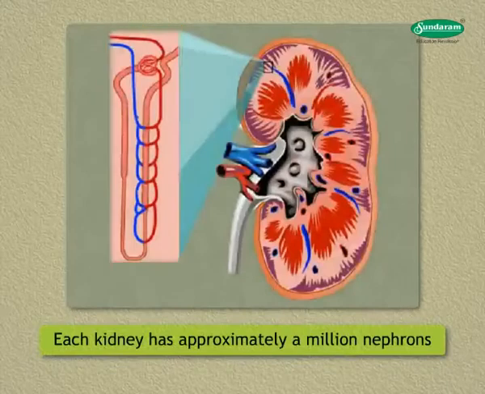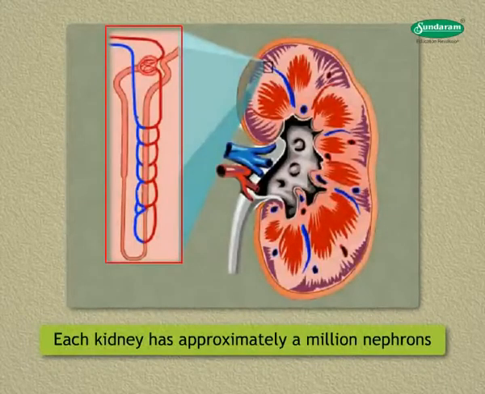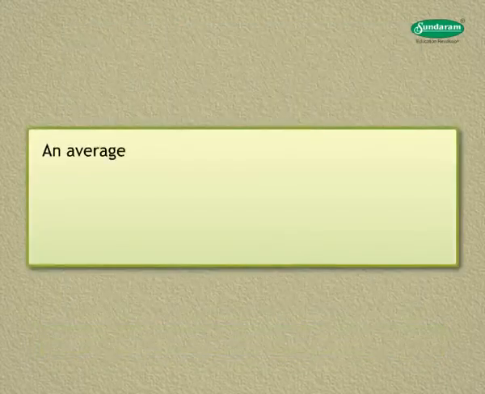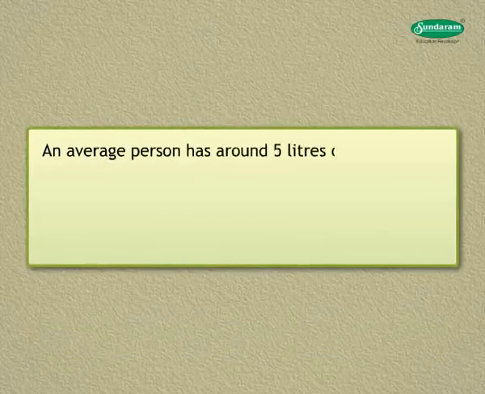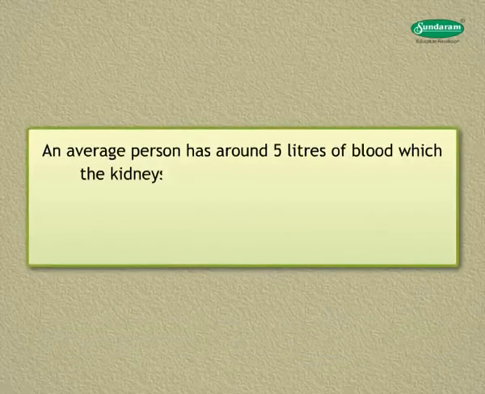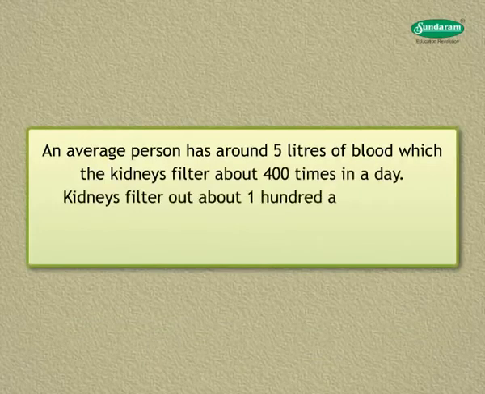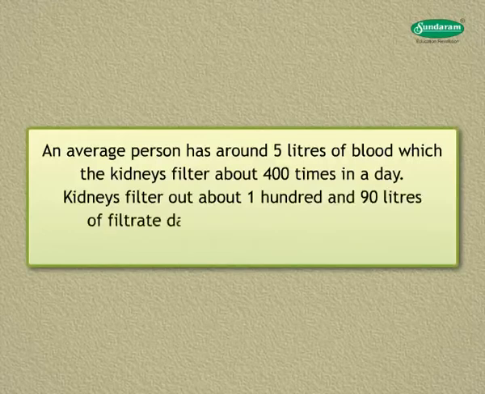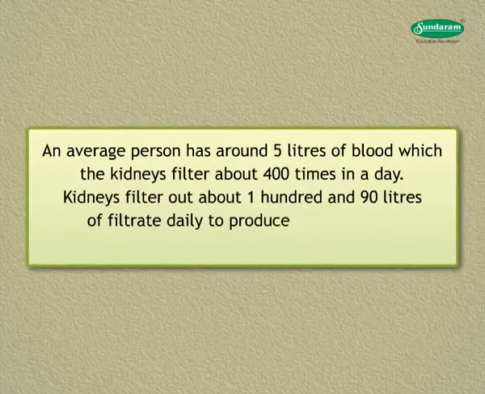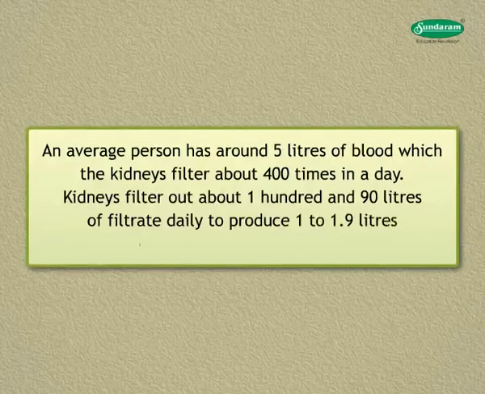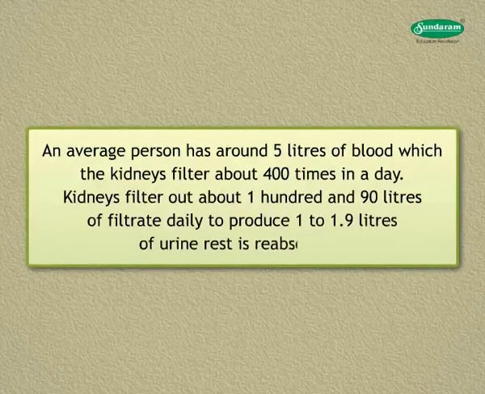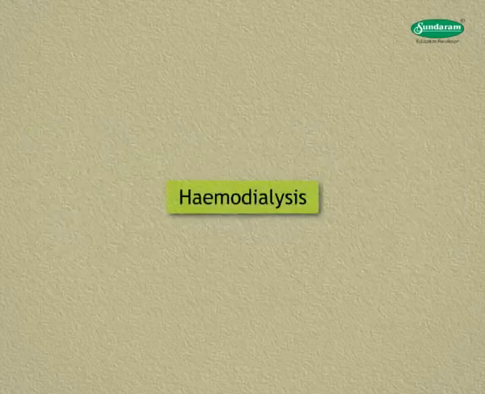Each kidney has approximately 1 million nephrons. An average person has around 5 liters of blood, which the kidneys filter about 400 times in a day. Kidneys filter out about 190 liters of filtrate daily to produce 1 to 1.9 liters of urine. The rest is reabsorbed.